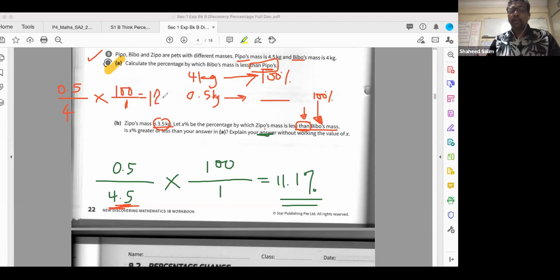Why do you think they give this question? They want you to understand that 0.5 kg and 0.5 kg doesn't mean they will give the same percentage. It depends on what your 100% is. Okay? All right, so we already found x, x is 12.5. Is x greater or less than the answer A? It is greater. Why? Because the 100% is different. 100% now is 4 kg, not 4.5 kg.